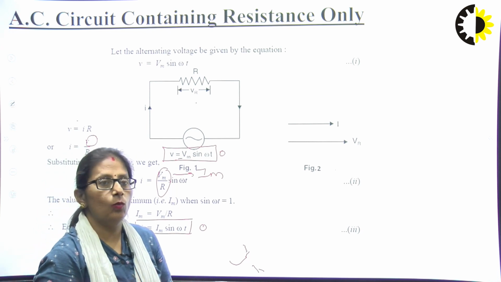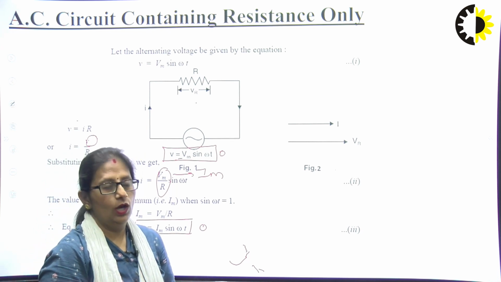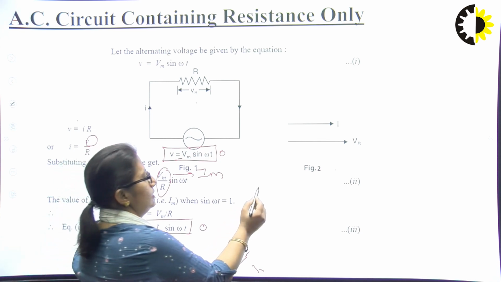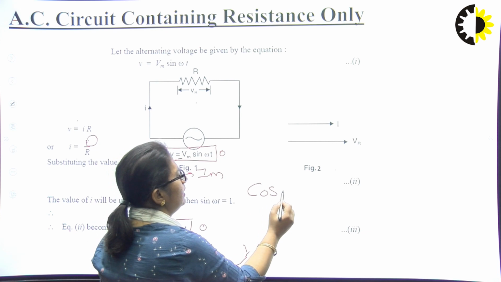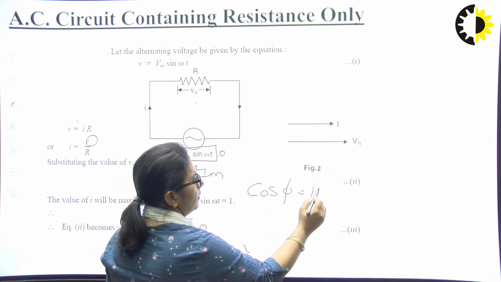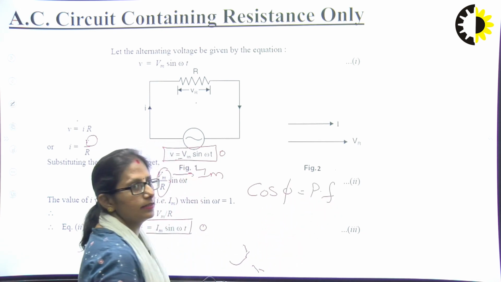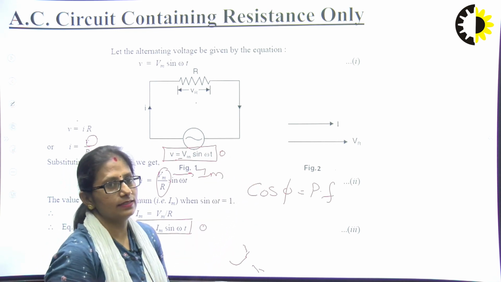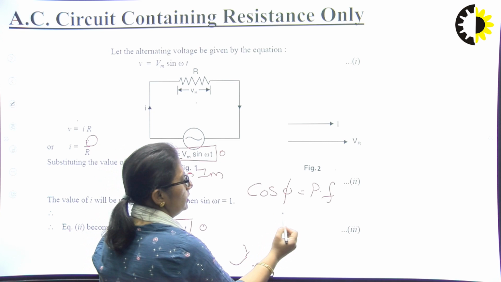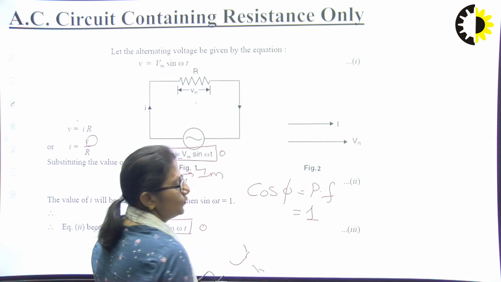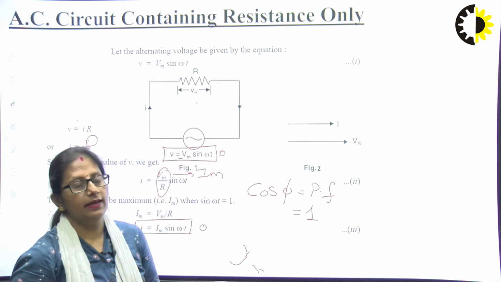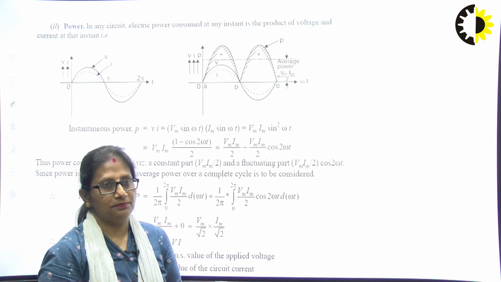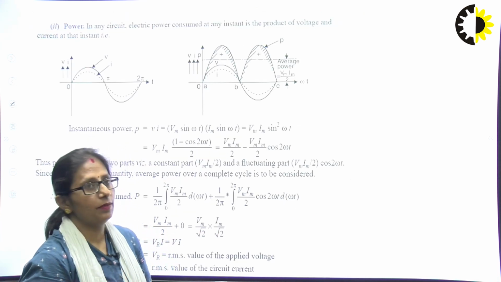If that is so, what is the power factor for a purely resistive circuit? Power factor is the cos of the angle between voltage and current, right? The angle between voltage and current is 0. So, cos phi becomes unity. That means for a purely resistive circuit, the power factor of the circuit has to be unity always. Okay, how to find the power?